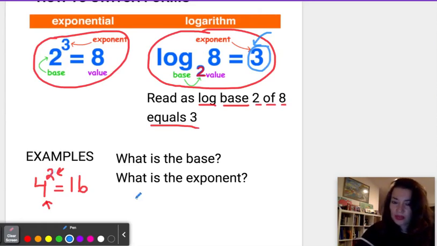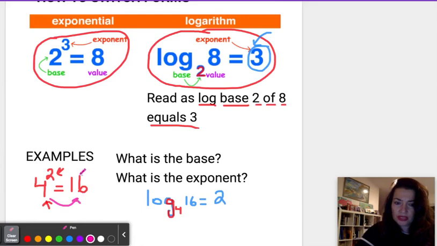So the first thing I'm going to do is say, what is the base? The base is 4. So I'm going to write the word log and I'm going to make sure I write my base 4 as a subscript. In other words, I'm going to go under the O part of the G. So I'm going to write the base smaller, and then I'm going to write 16. I write 16 at the same level as the log, and that equals the exponent, which is 2. So if you take a look at it, it goes from 4 to 16 to 2.